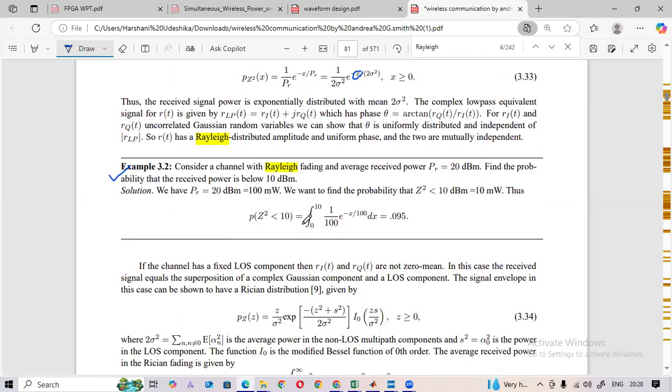Okay, so maybe do this example also, okay. So actually this is not much difficult, okay? So you can see that here you are asked to find, under Rayleigh fading, the average received power.